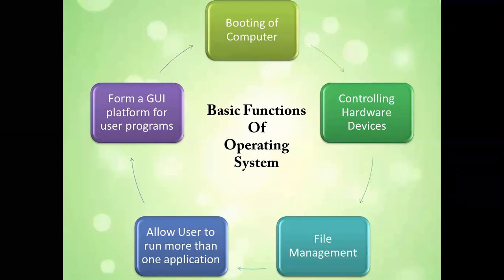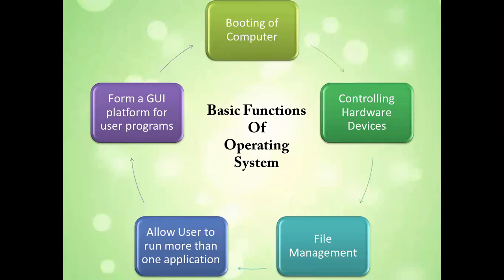Next is forming a GUI platform for programs. GUI platform means it also provides you a graphical user interface. Computers में buttons provide करवाना, icons provide करवाना, files and folders की shapes provide करवाना. This is also handled by the operating system.